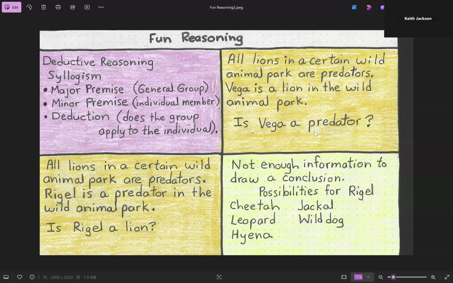All right. And so now with that in mind, let's take a look at the deduction. Does the group apply to the individual? Well, yes, it does. So the question again is, is Vega a predator? And yes, he is, because he is among the lions in that wild animal park who all just happen to be predators. All right. And so let's go to another question and see. It's a very similar question, but let's see if we arrive at the same conclusion.